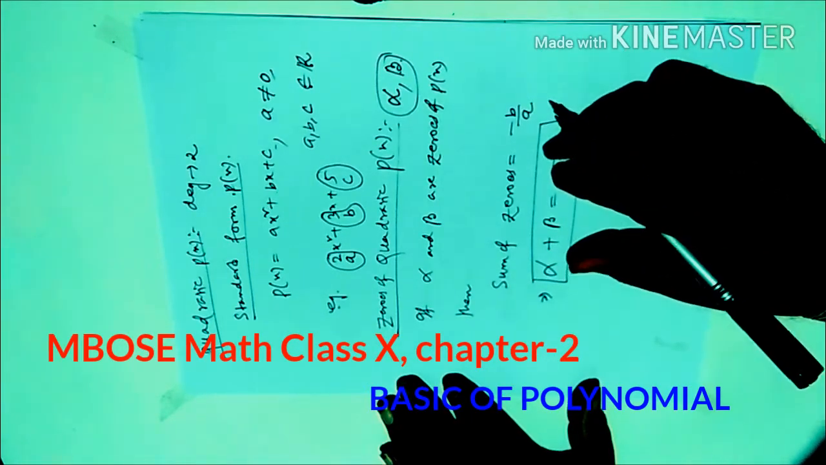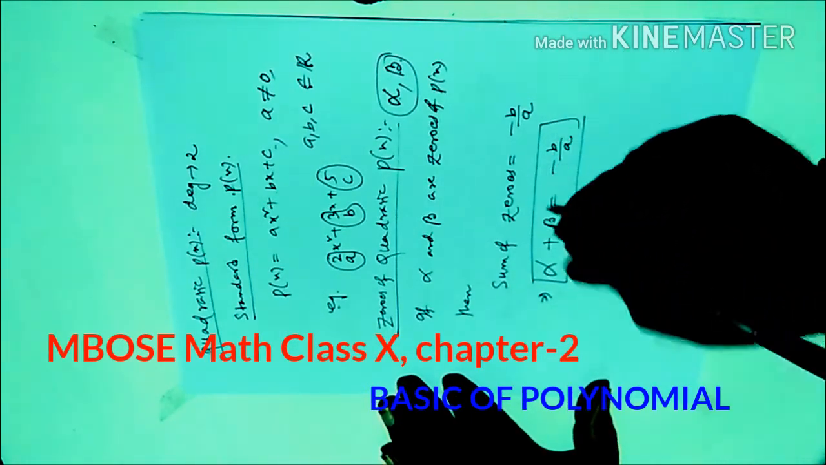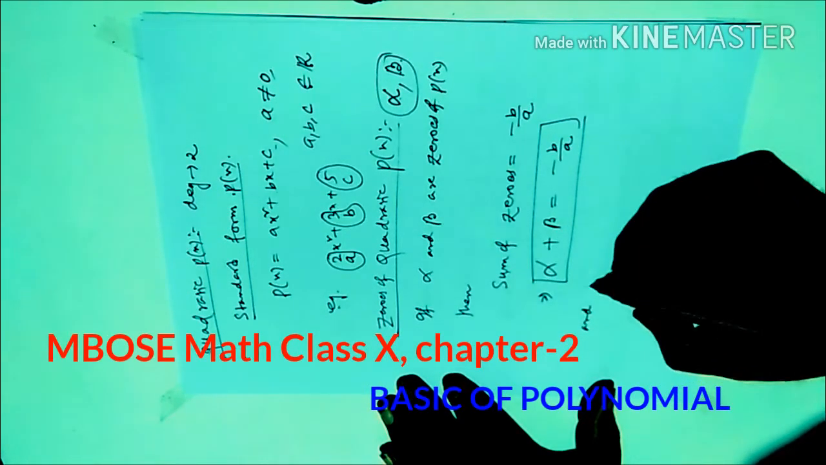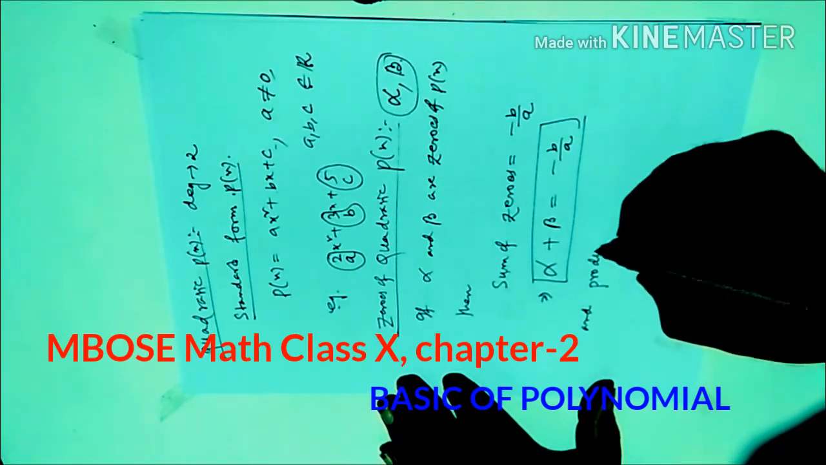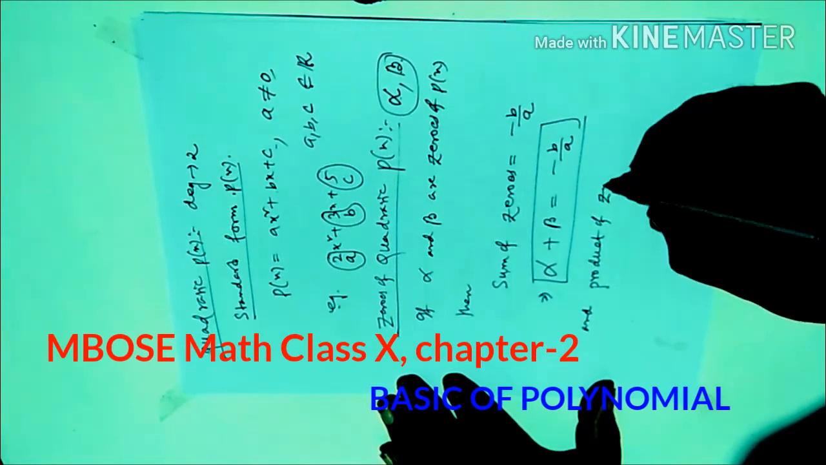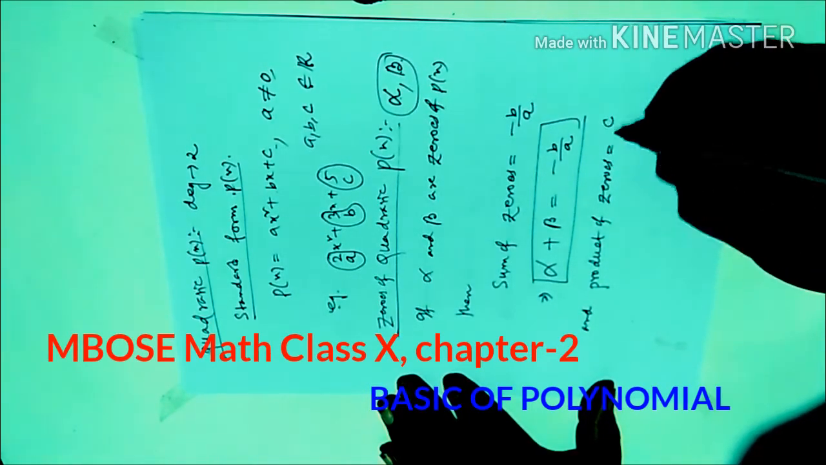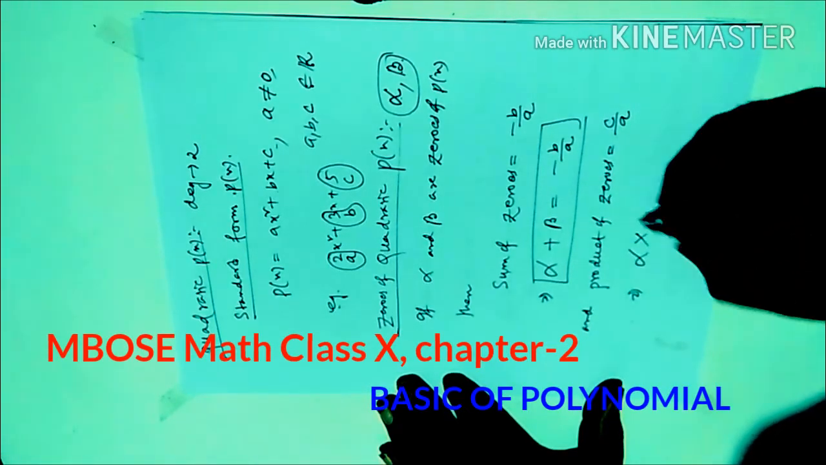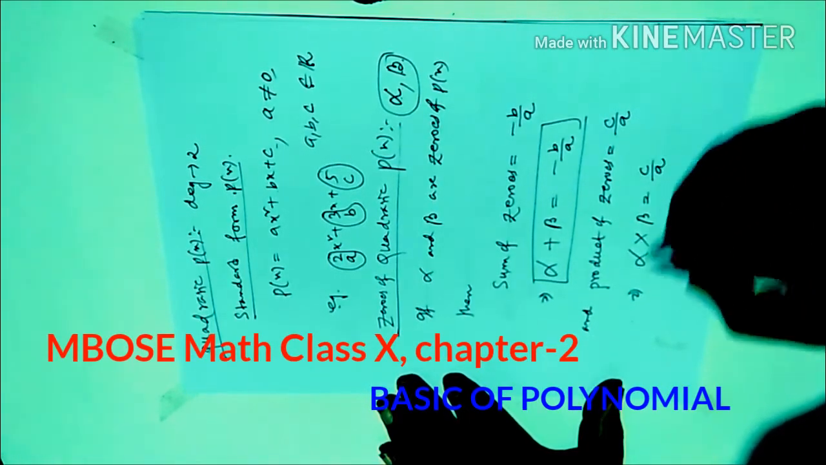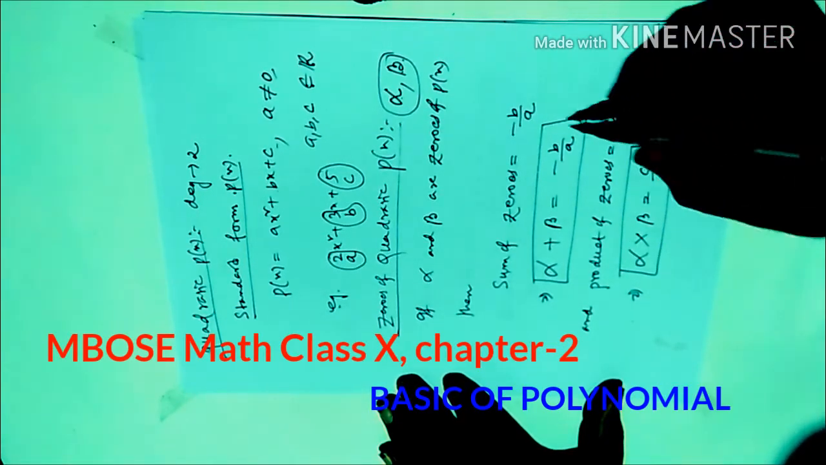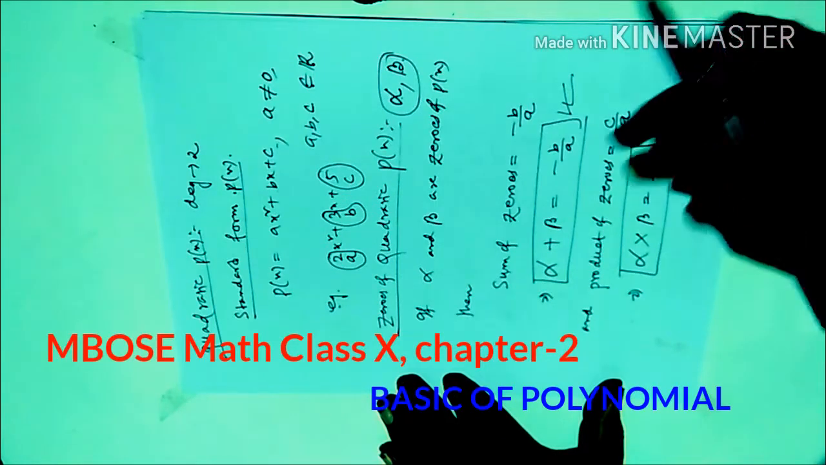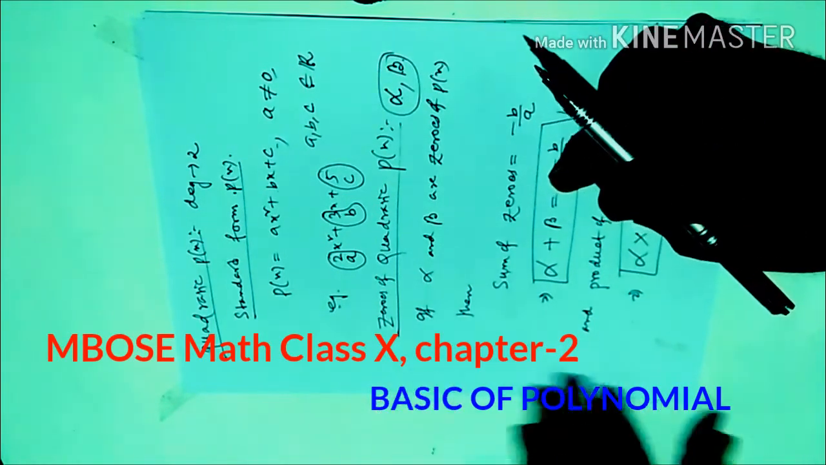So this one I'll keep inside the box. When we start the exercise, this one will be required. And next comes the product of zeros, c by a. Product means multiply the zeros alpha and beta, c by a. So there are 2 zeros, this is the first and this is the second. If 2 degrees, 2 zeros. So these 2 zeros you will get.